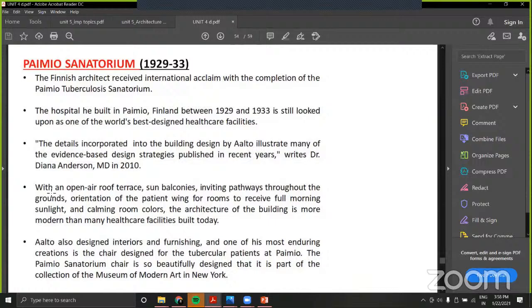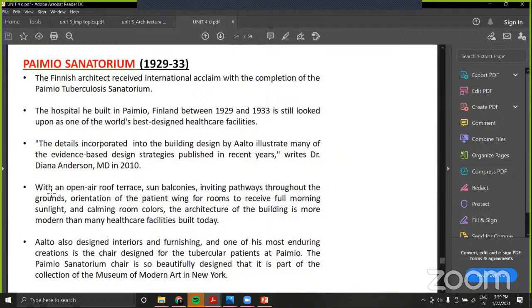So he wanted to have an open air roof terrace, and he also wanted balconies, based on the belief that sunlight can cure and heal us. So he created an open balcony at the side of the patient's room where they can have all the sunlight and cure themselves. He also wanted colors which can heal them, since colors also have a quality of healing. He implemented all these things in this building.